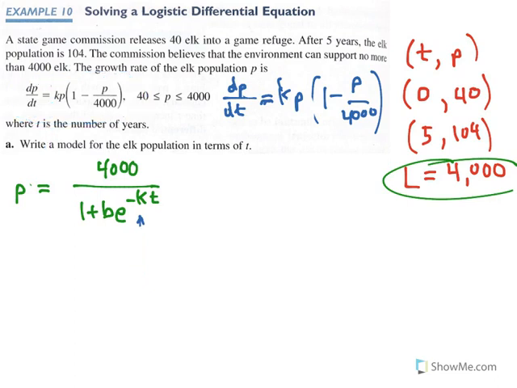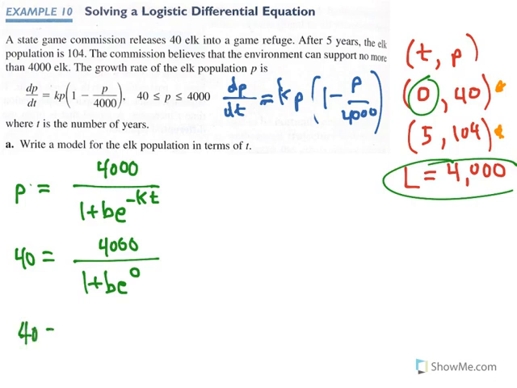But how can we find K? How can we find B? We can find K and B by using these initial conditions. So I will substitute 0 for T and 40 for the population, and when I do that, I will get 40 is equal to 4,000 over 1 plus B times e to the negative K times 0. So e to the 0 is 1, so I have 40 is equal to 4,000 over 1 plus B times 1, or 1 plus B.